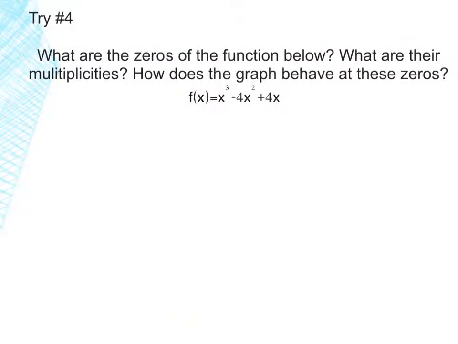All right, so again, what are the zeros? To be able to do that, we need to find the greatest common factor, which is x. We're left with x squared minus 4x plus 4. AC would give us 4, and the factors of 4 that work are 1 and 4.